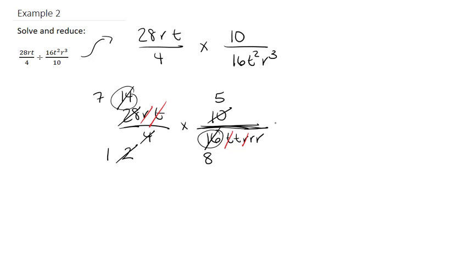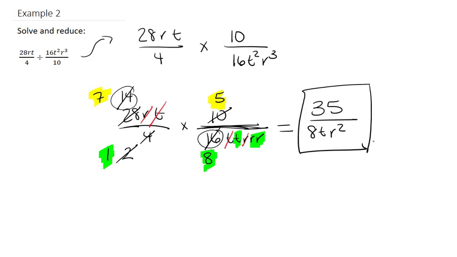So this is how you can kind of do it. And then we can go ahead and multiply. So we have a 7 times 5. And then on the bottom we have 1 times 8 times t times, and then 2 r's. So we have 5 times 7, which is 35. 1 times 8 is 8. Then we have 1t. And then we have 2r. So we have r squared. So this would be our solution for this problem. Now let's go look at another problem.